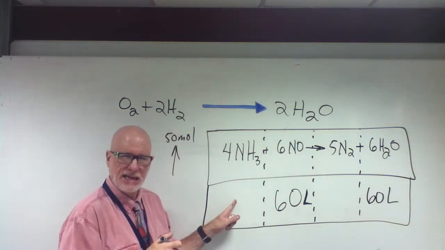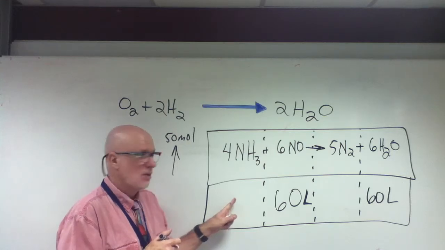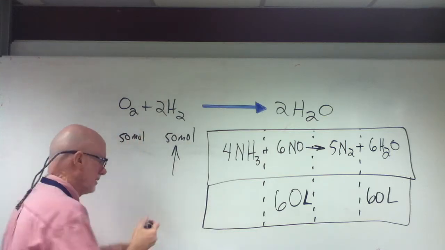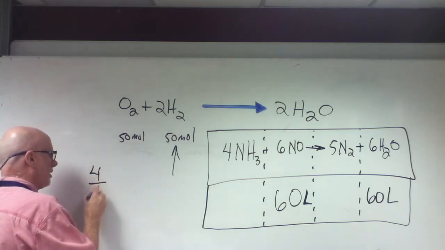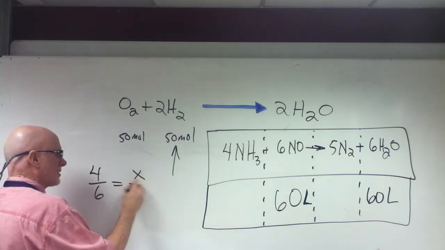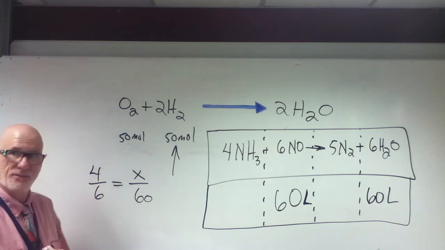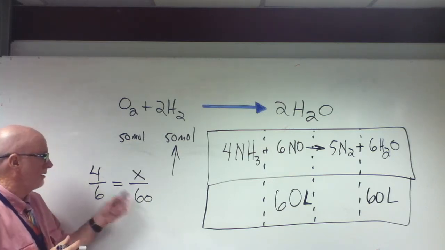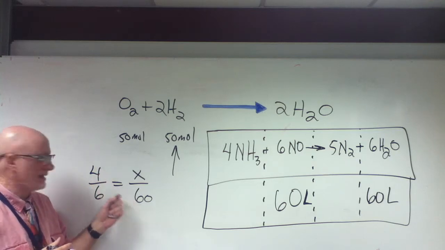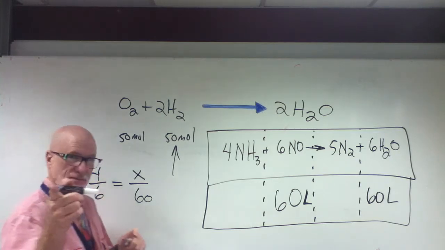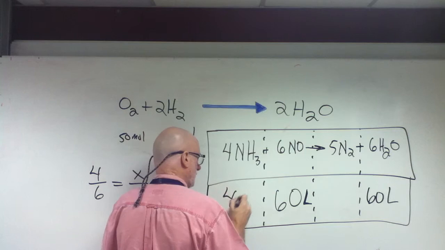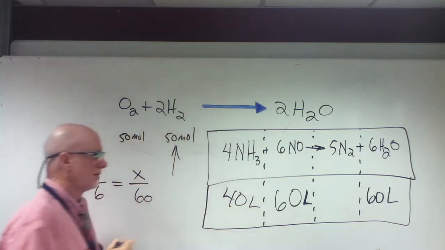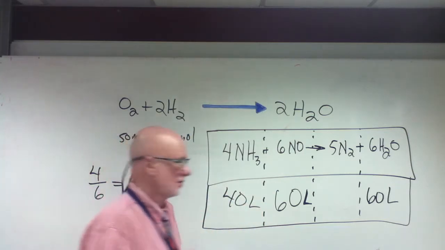How did you get that? Well, this is 4 over 6 equals x over 60. So 4 times 60 divided by 6 is 40. And then it'd be 50 using the same logic for the other one. Yeah, exactly. 50.